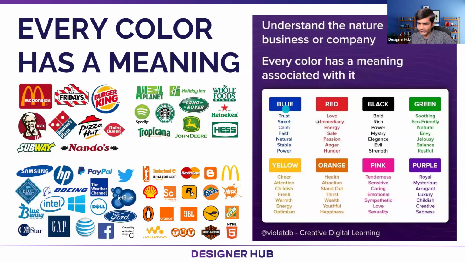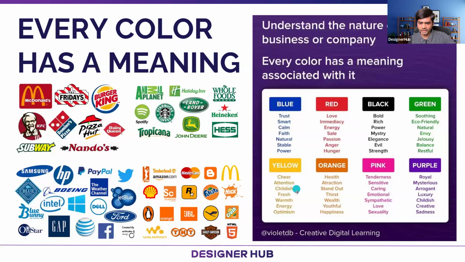Coming to a pure color hue, you can see blue denotes trust, smart, calm, faith, natural, stable, and power. Red is for love, intimacy, energy, sale, passion, anger, hunger. Black for bold, rich, power, mystery, elegance, evil, strength. Green for soothing, eco-friendly, natural, envy, jealousy, balance, restful.